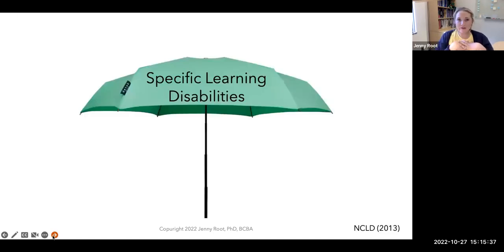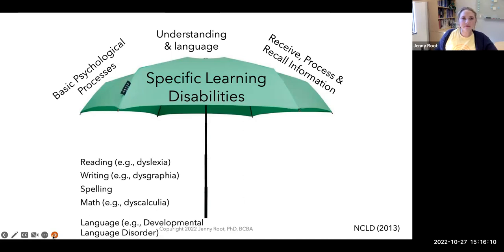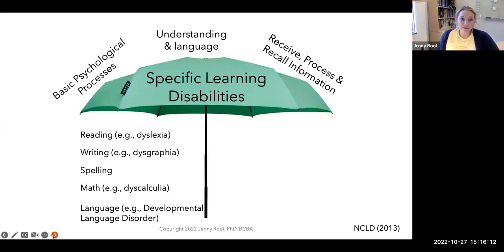So the way I like to think of specific learning disabilities, and part of what makes it difficult to know everything there is about them, is because really it's an umbrella. Right. So it's an umbrella label that we use to identify individuals for services, either at the K-12 level or even in adult ed. And so under this umbrella are things that impact basic psychological processes, their understanding and language, and the way individuals receive, process, and recall information. It might specifically manifest in one of these ways. These are those psychological processes.